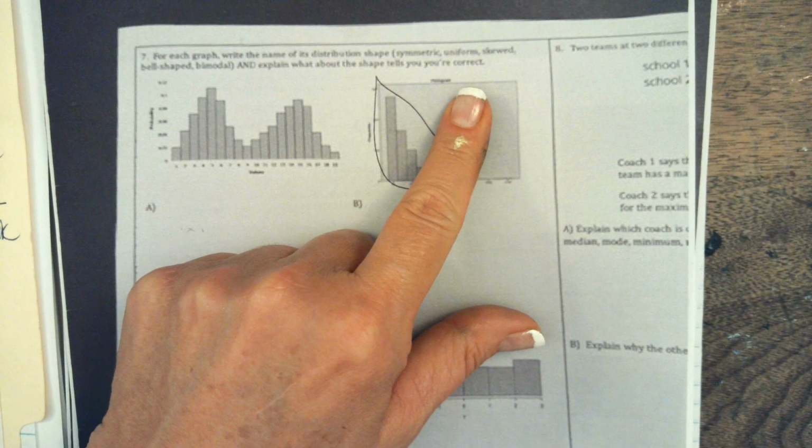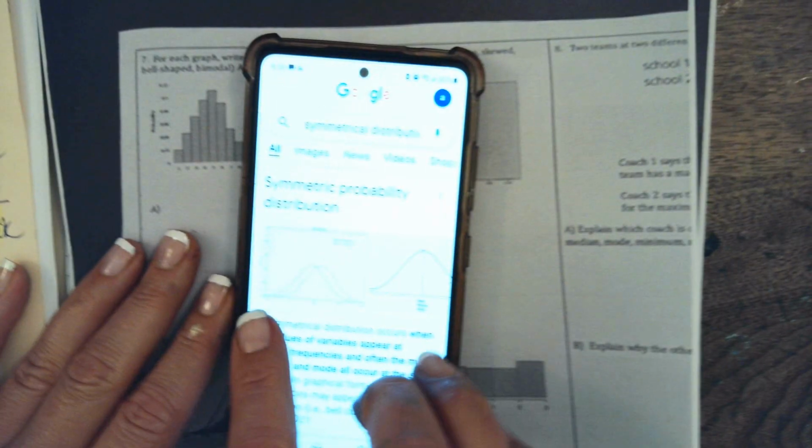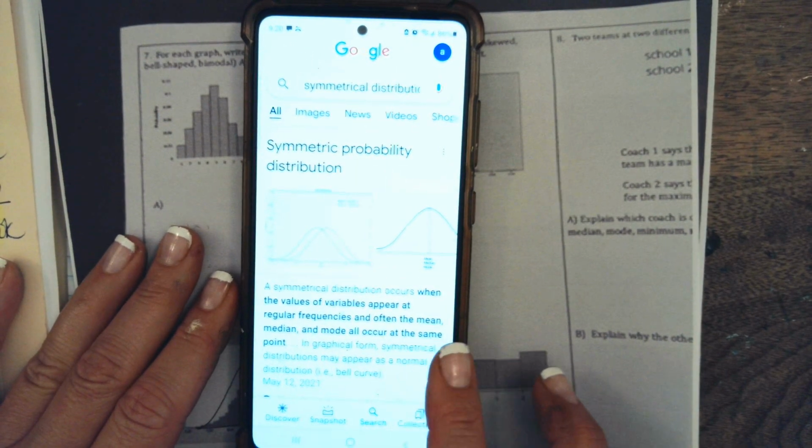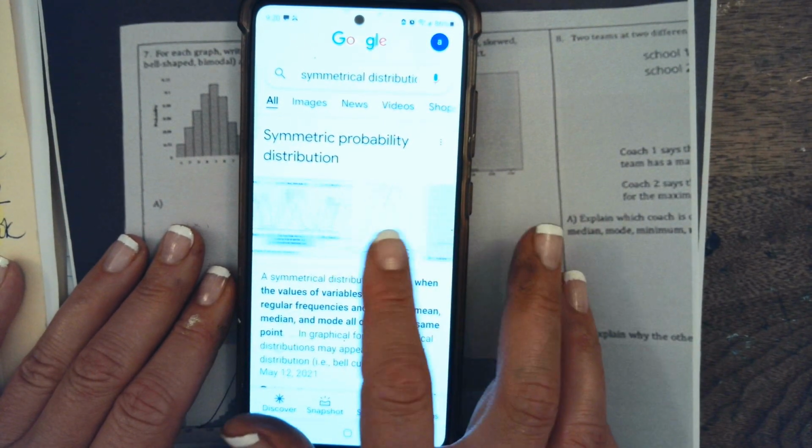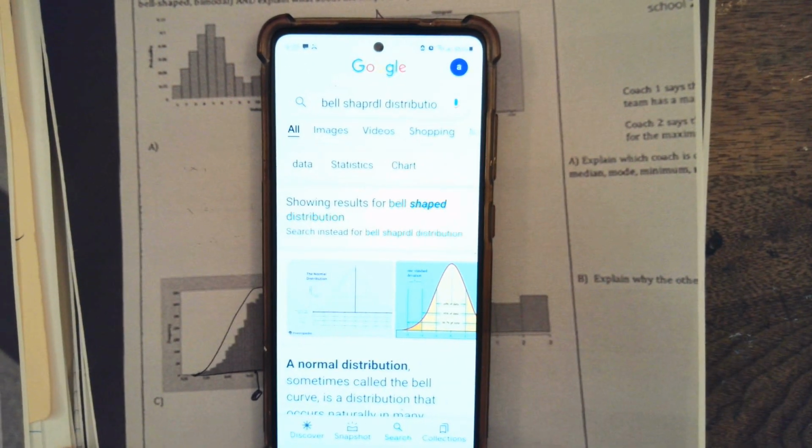See this? These are all bimodals. My friend Sheila reminds herself that bi means both, right? So both sides. Symmetric means that values appear at regular frequencies, and often the mean, mode, and median occur at the same point. So symmetrical is a bell-shaped curve. That's what a bell-shaped curve is. So bell shape, symmetrical, symmetrical, bell shape. Okay, so that makes sense.